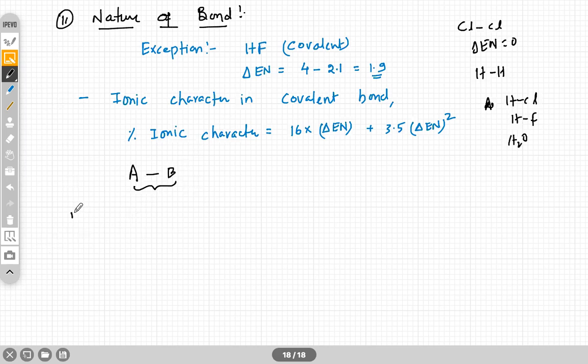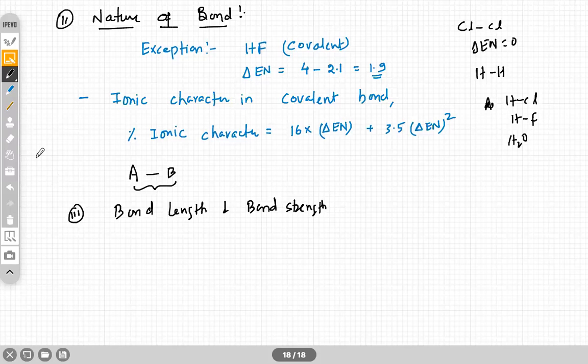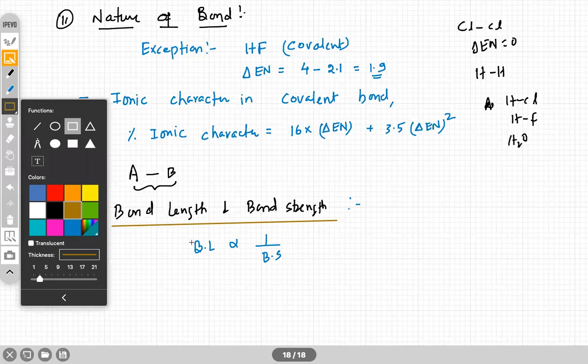The third one is bond length and bond strength. I'll do this in one only. See, first of all, bond length and bond strength are inversely proportional. If bond length is more, bond strength is less. If bond strength is more, bond length is less. So bond length (BL) and bond strength (BS) are inversely proportional.